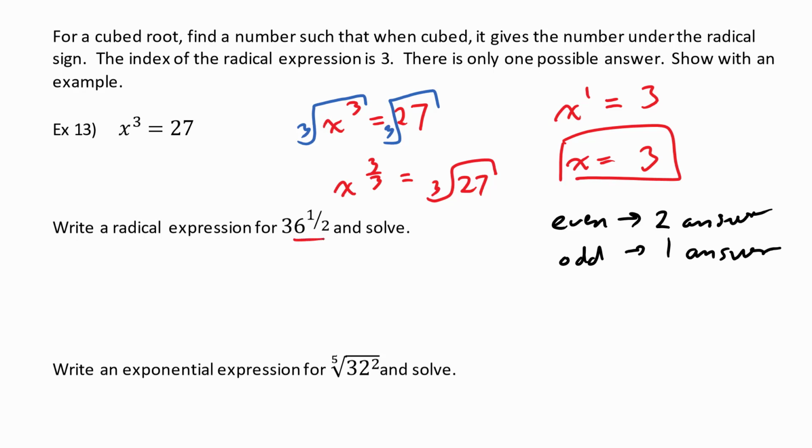Let's work with this one right now. 36 to the exponent 1/2. That's going to be the square root of 36. What's the answer to that? The answer to that is 6. Only positive 6. Why? Because we're not doing algebra here. We're just solving an expression. Again, the positive and negative only come out when we're solving algebraic equations.